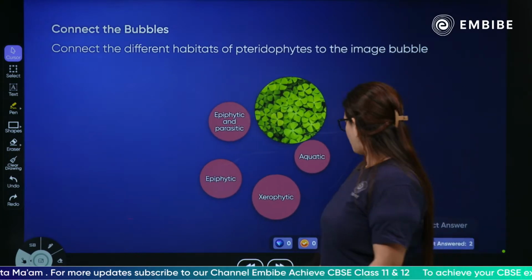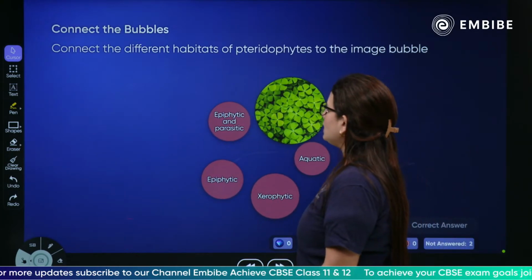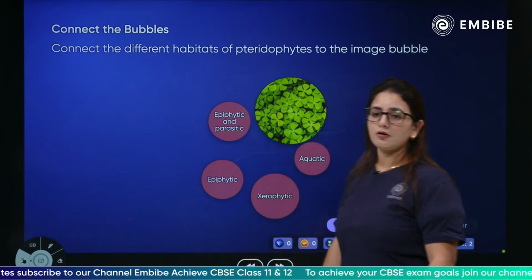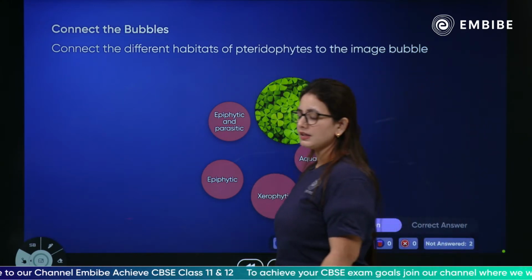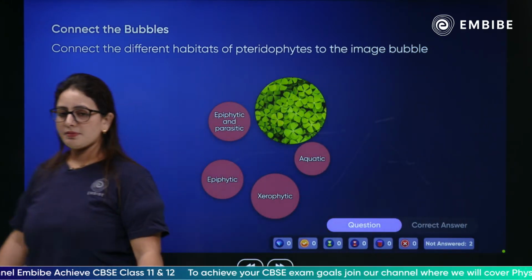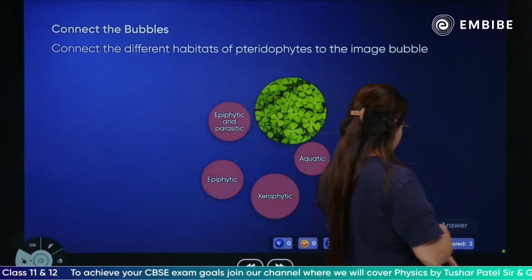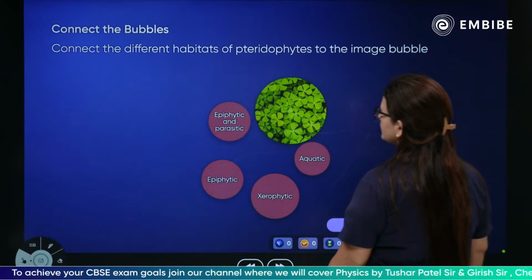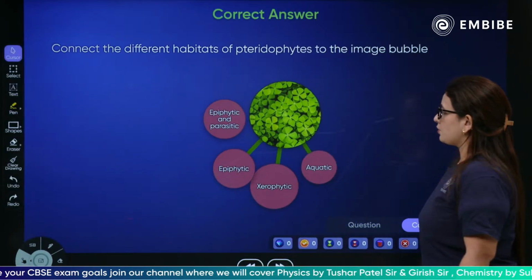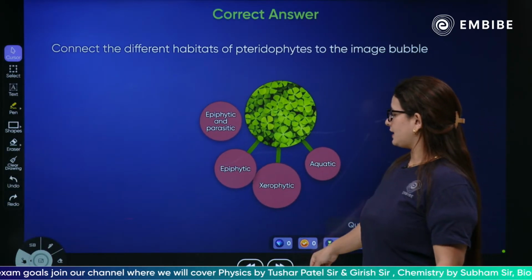This is a question for you once again: connect the habitat of pteridophytes to the image in the bubble. What do you think is the habitat? What is the habitat of the pteridophytes? The correct answer would be epiphytic, xerophytic and aquatic.